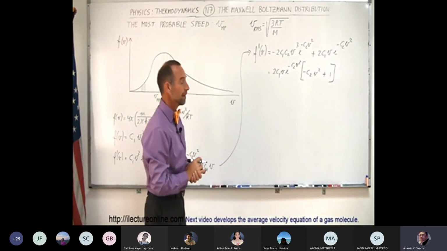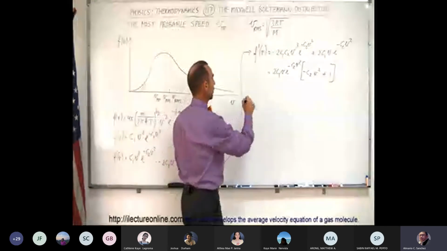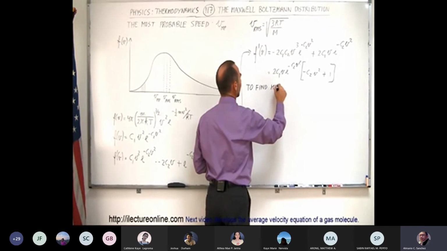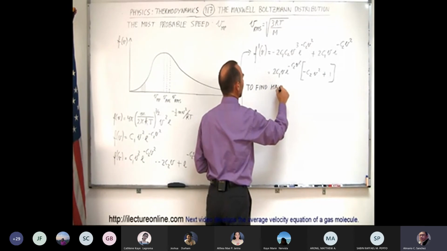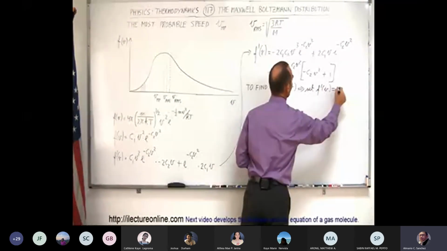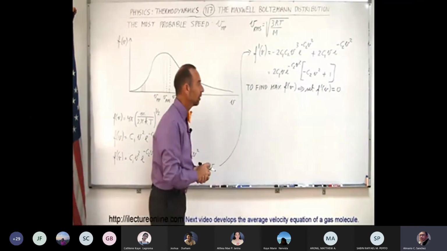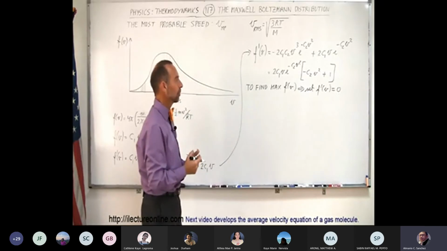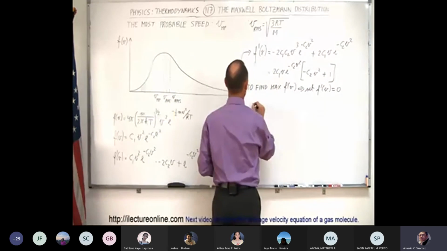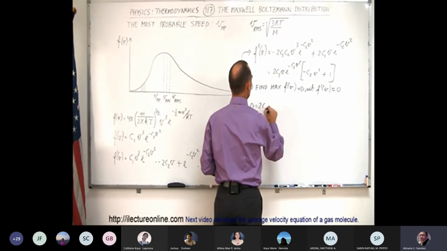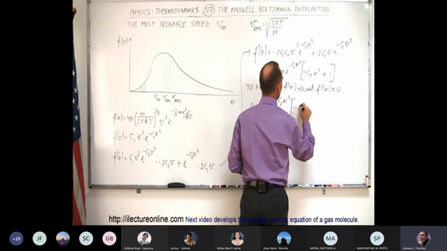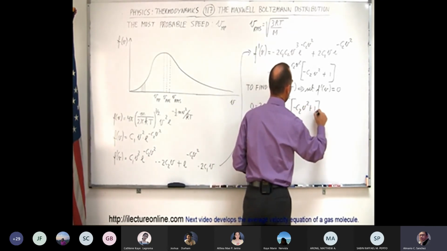So there's our derivative. Now to find the highest v, or to find the max of the function of v, we set f prime of v equal to 0. That's a common technique in calculus: to find the highest or lowest point in a function, we simply take the derivative, set it equal to 0, and solve for the variable. So we're going to set this equal to 0. So 0 is equal to 2c1v e to the minus c2v squared times the quantity minus c2v squared plus 1.